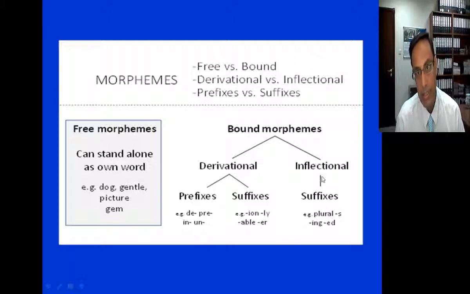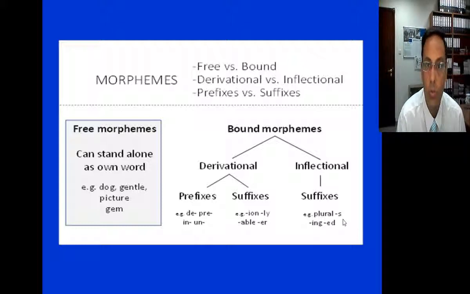Move on to the second type, inflectional morphemes. They are suffixes, but they do not change the category of the word. Plural s, when we add it to a singular noun, does not change the category of the word; it is a noun whether it is singular or plural. Likewise ing and ed with a verb: it is a verb and it remains a verb after adding ed. So these are the differences between derivational and inflectional morphemes.